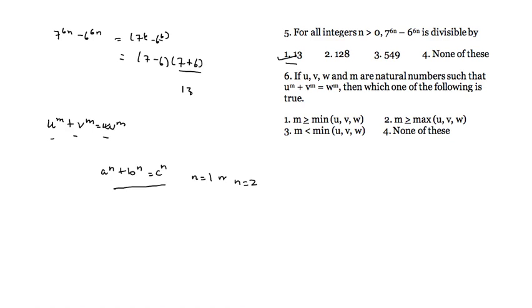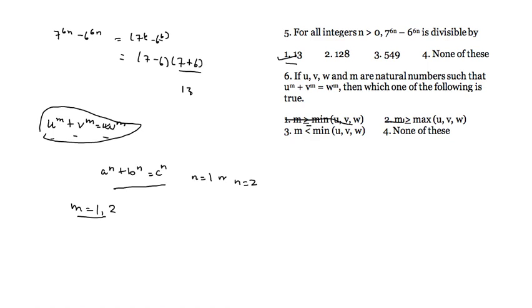So if u raised to m plus v raised to m is equal to w raised to m is true, where all these u, v, w, m are natural numbers, then m can only be 1 or 2. M cannot be anything else. M cannot be 3 or 4 or 5. Now, if m is 1 or 2, clearly m cannot be greater than the other numbers, right? Option 1 and 2 is out.